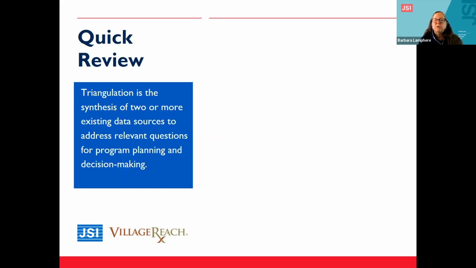Let's do a quick review of some of the data triangulation concepts we discussed last week. Let's first start with the definition of data triangulation. So data triangulation is a synthesis of two or more existing data sources to address relevant questions for program planning and decision-making. It's really about turning data into reliable information for action.